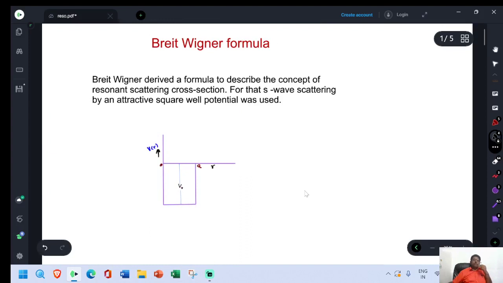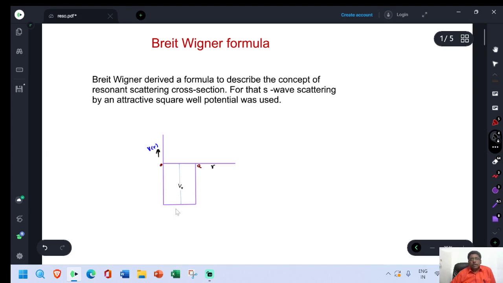In this presentation, we have talked about the Breit-Wigner formula. Breit-Wigner derived a formula to describe the concept of resonance scattering cross-section. For that, scattering by an attractive square potential was used. This is an attractive square potential.